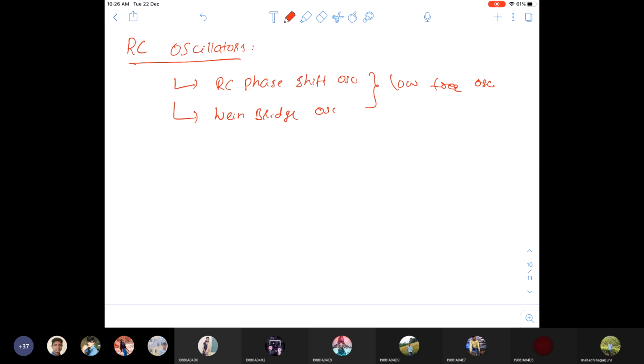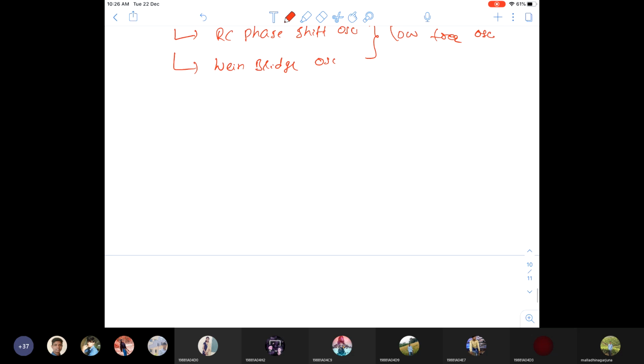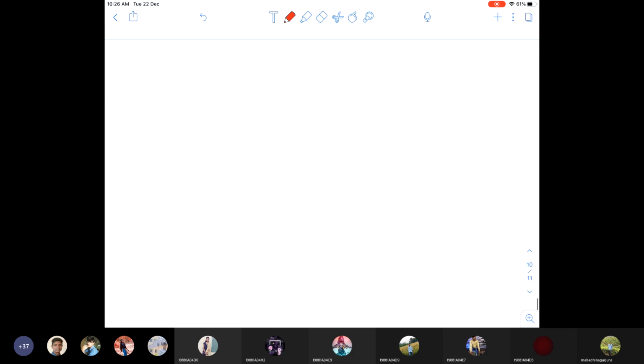Coming to this RC phase shift oscillator, first let us take the heading: RC phase shift oscillator.